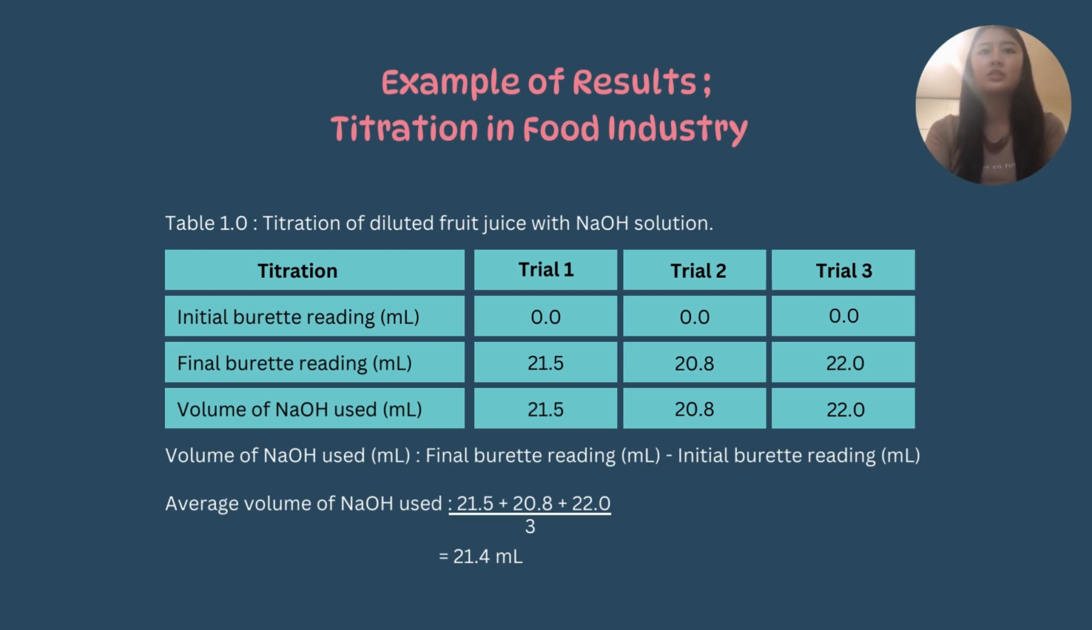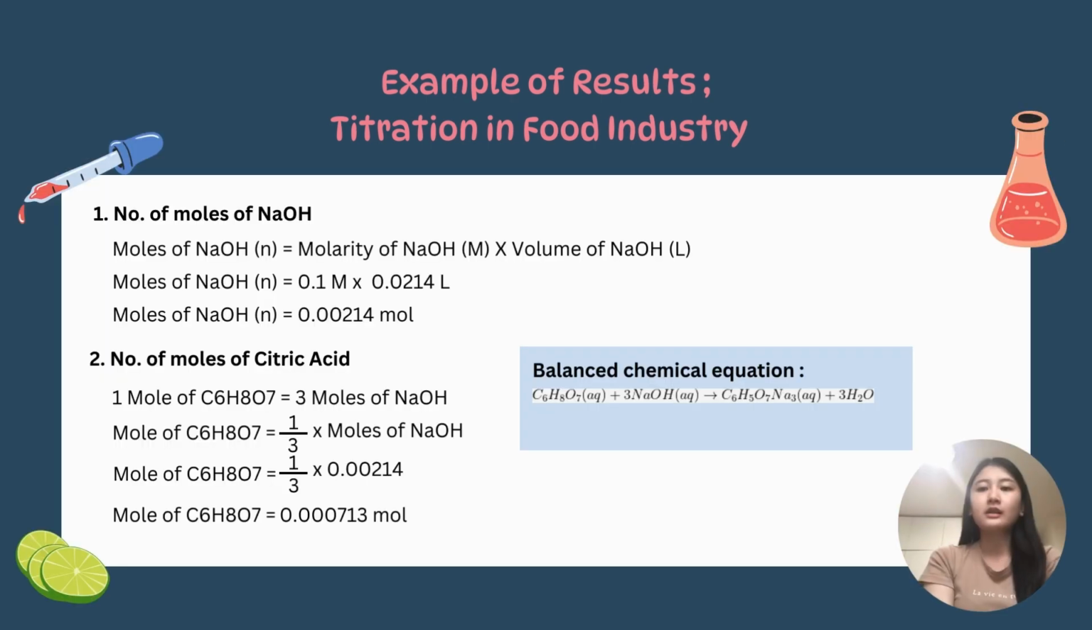Based on the data of titration between diluted fruit juice and sodium hydroxide solution, the volume of sodium hydroxide used was 21.5 ml for the first titration, 20.8 ml for the second, and 22 ml for the third. So the calculated average volume of sodium hydroxide used to titrate the diluted fruit juice is 21.4 ml. In order to determine the concentration of citric acid in the fruit juice, first we need to determine the number of moles of sodium hydroxide.